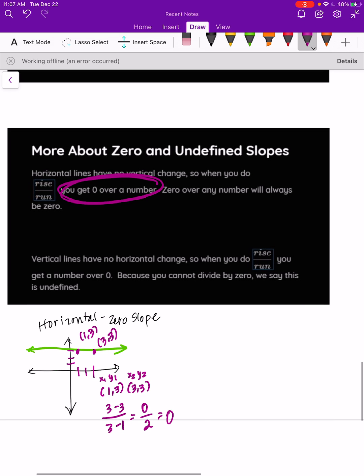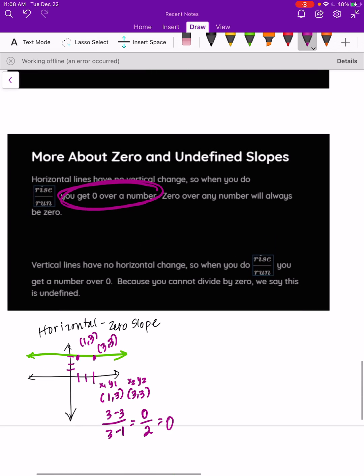Okay, now I want to talk about vertical. Vertical lines always have no horizontal change. So when you do rise over run, you'll get a number over 0. And because you cannot divide by 0, we always say it's undefined. So this one is 0. Now let's look at this one, and maybe we'll do it in red. This is vertical, and vertical lines have undefined slopes. Let me show you the math behind it. When you do rise over run, you'll get a number over 0.